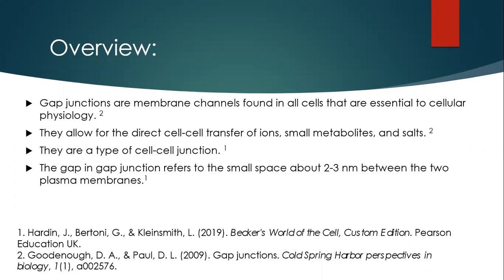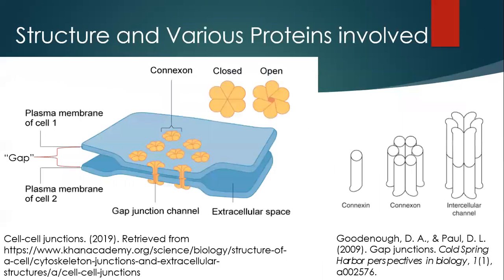They are hexamers of proteins known as connexins, which form a connexon. And when the pores of the connexon of the adjacent cells align, a channel forms between the cells, and ions, small metabolites, and salts are transferred between the cells. And the gap in gap junction refers to the small space, which is about 2 to 3 nanometers between the two plasma membranes.